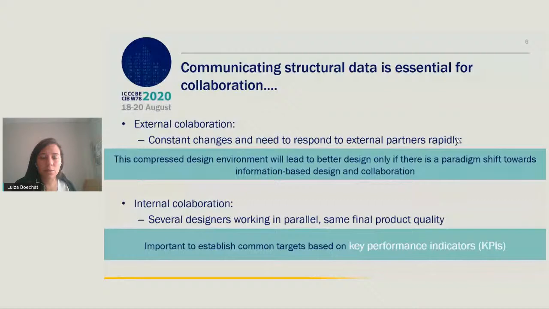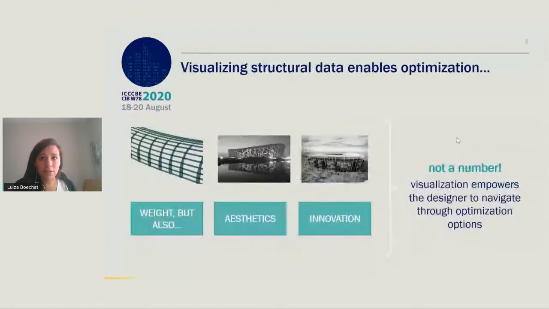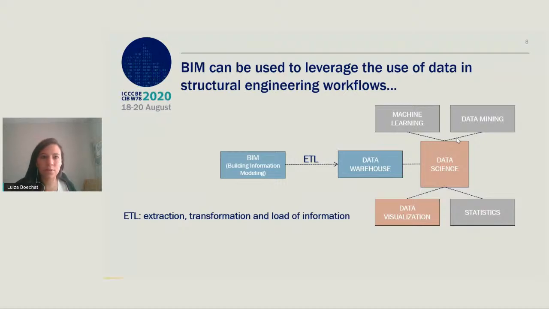So externally, we have the need to respond to constant changes rapidly, which requires a focus on information. And internally, we need to ensure the same quality in a team's design. So it is important to establish KPIs, key performance indicators. Also, visualizing the data is important for optimization. And it's not only to reduce weight, but also to empower the designer to navigate through better aesthetics alternatives or innovation alternatives.